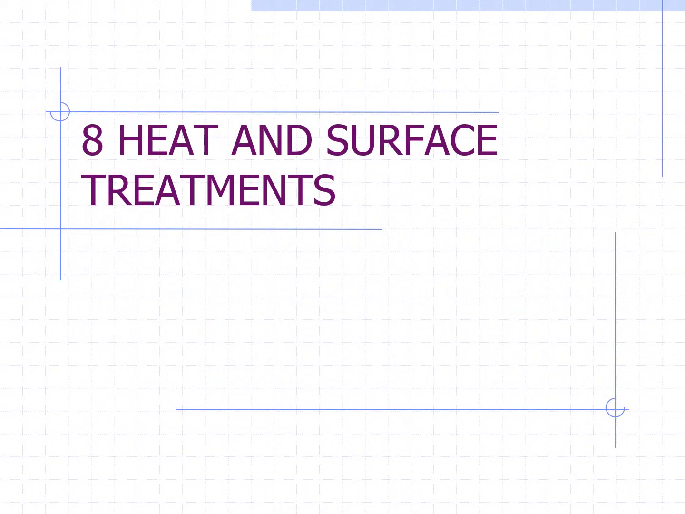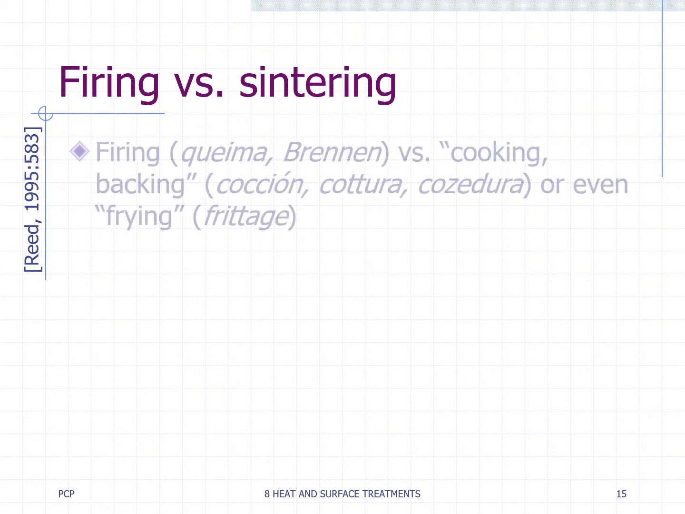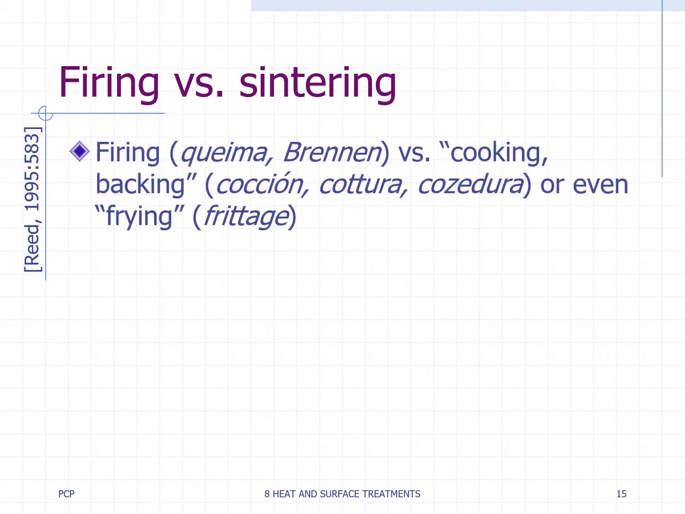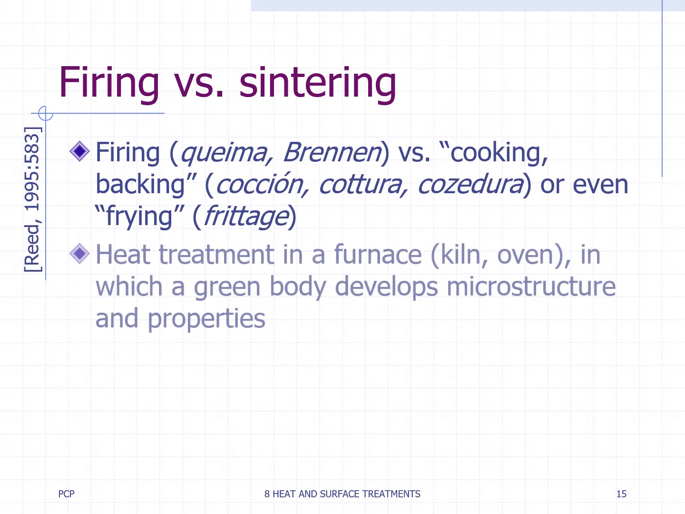This chapter presents the use of heat in a series of phenomena usually referred to as firing. Firing, and related terms in other languages, are related to the use of a fuel as a heat source, reminding of combustion. Some other languages refer to this step as cooking or baking, which is related to the transformation of a material inside a furnace, kiln, or oven.